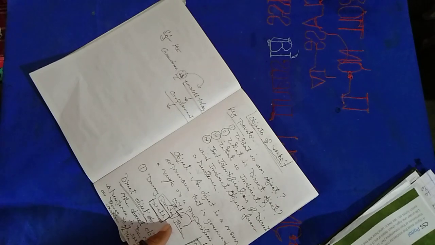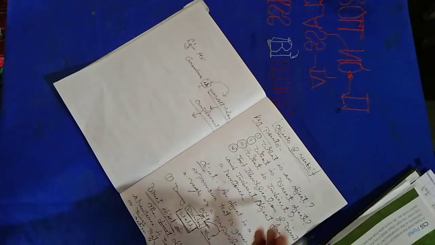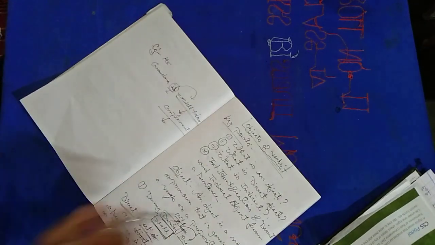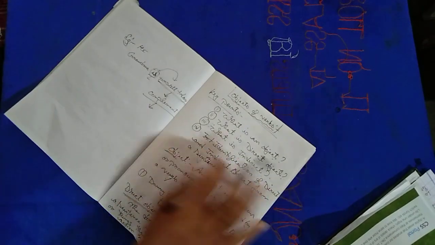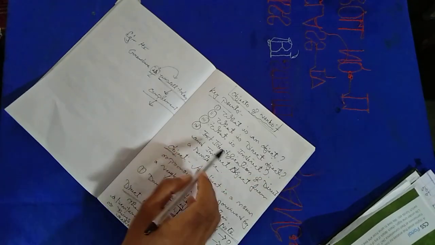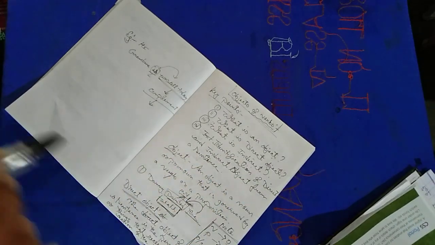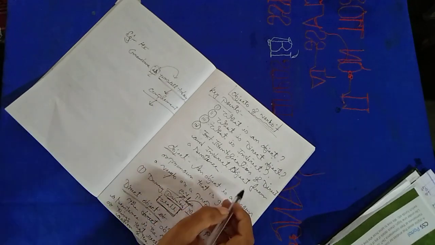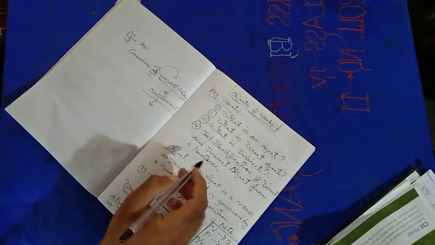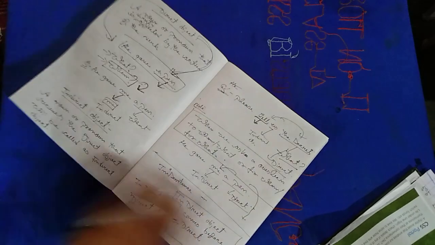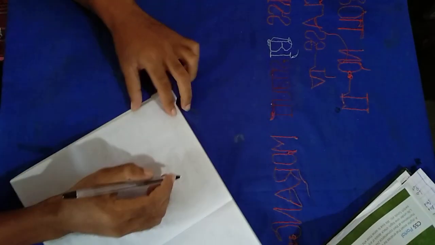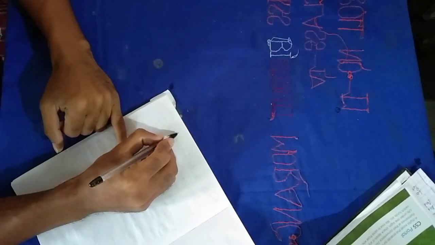Today's first class is lesson 10, and the chapter is called Object of Verbs. In this chapter we will learn what an object is, what a direct object is, and what an indirect object is, and how to identify a direct and indirect object in a sentence. We will start with the definition of object.